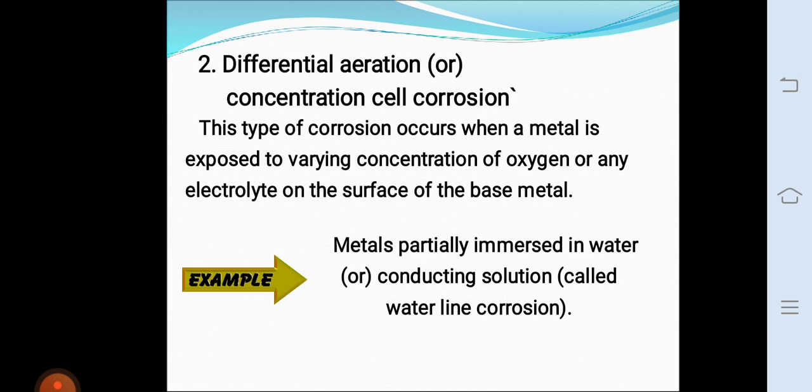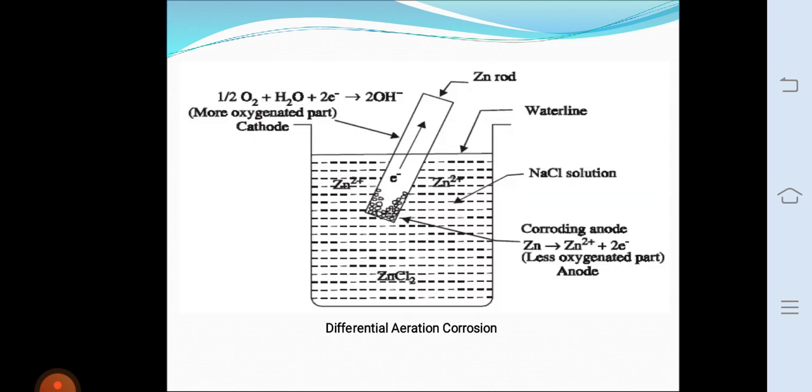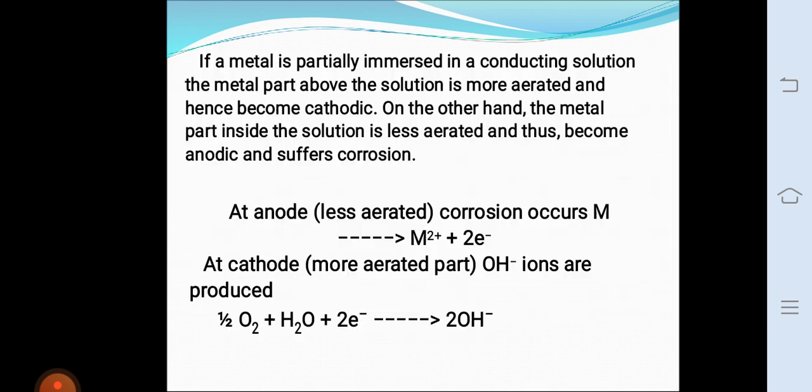One part of the electrode is inside the solution, the other part of the electrode is outside the solution. The metal is partially immersed in conducting solution. The metal part above the solution is more aerated and hence becomes cathodic. On the other hand, the metal part inside the solution is less aerated and thus becomes anodic and suffers corrosion. At anode, corrosion occurs: M gives M2+ plus 2 electrons. At cathode, OH minus ions are produced: O2 plus H2O plus 2 electrons gives 2 OH minus.